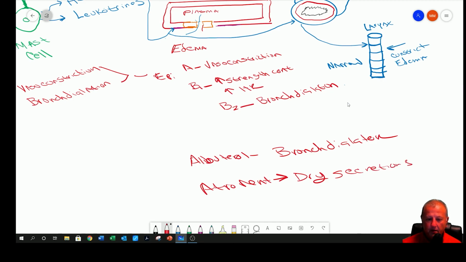The dosages: 0.3 to 0.5 for epi. Albuterol is 2.5 milligrams. We'll do a nice 0.5 milligrams of Atrovent.